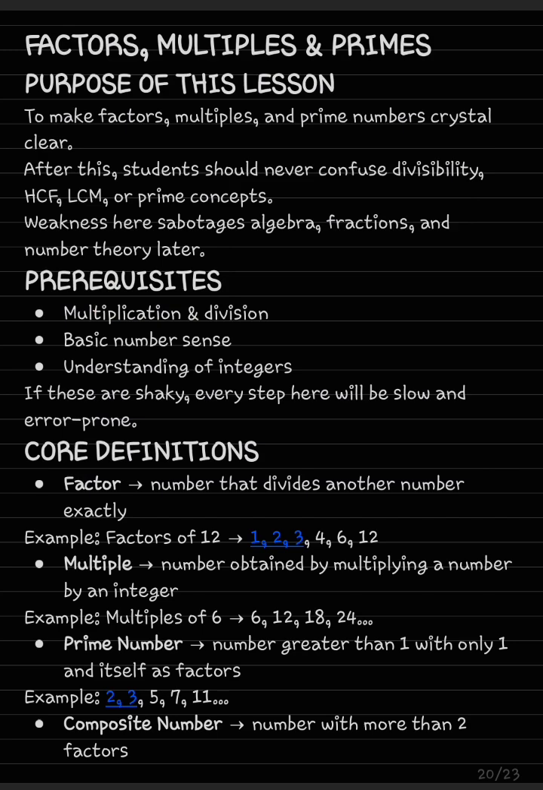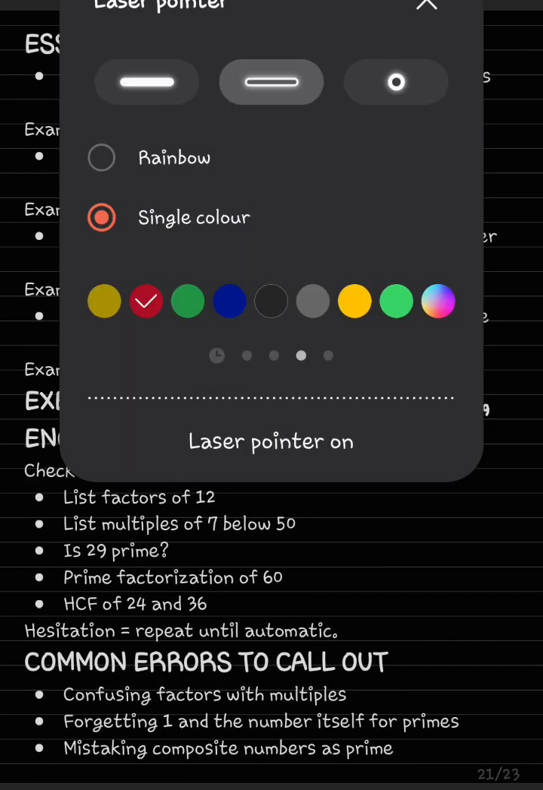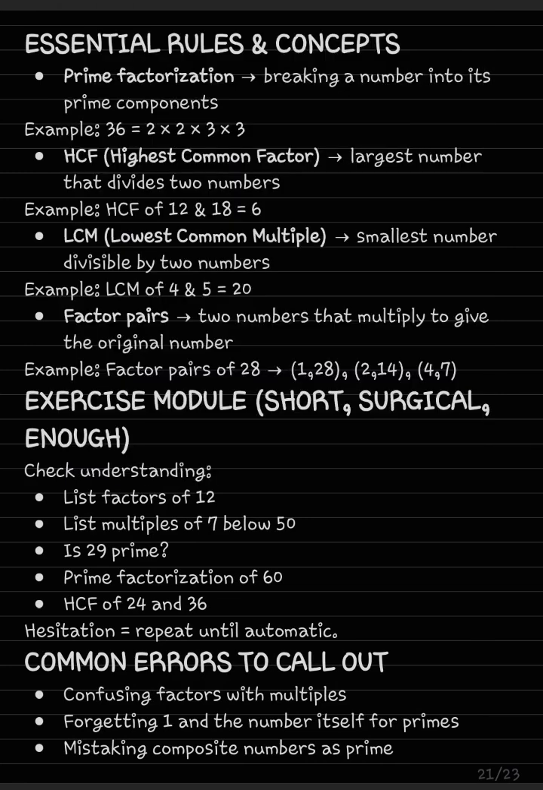Essential rules and concepts. Understanding these concepts allows us to manipulate and analyze numbers in powerful ways. Prime factorization. This is the process of breaking down a composite number into its prime components, expressed as a product. Example. The prime factorization of 36 is 2 multiplied by 2 multiplied by 3 multiplied by 3. This means 2 and 3 are the prime building blocks of 36.